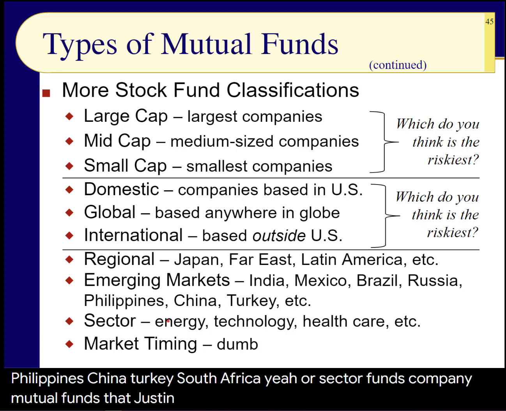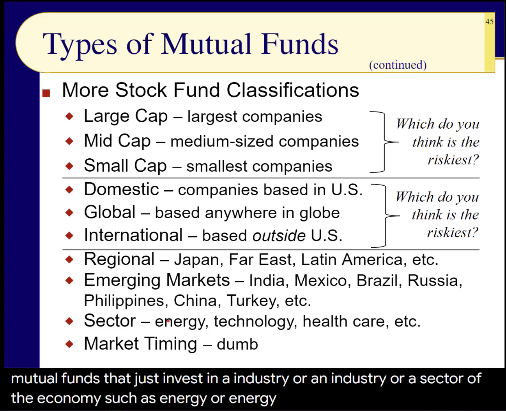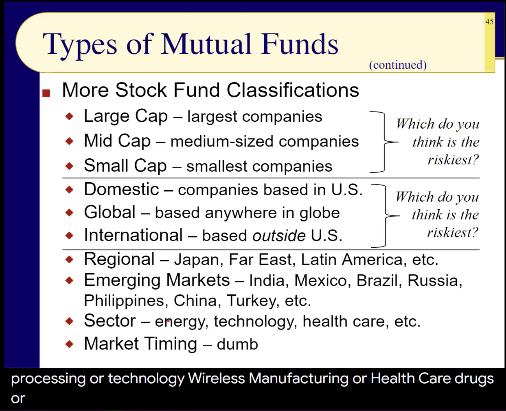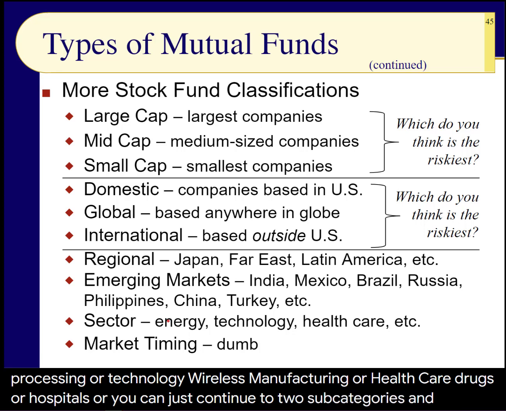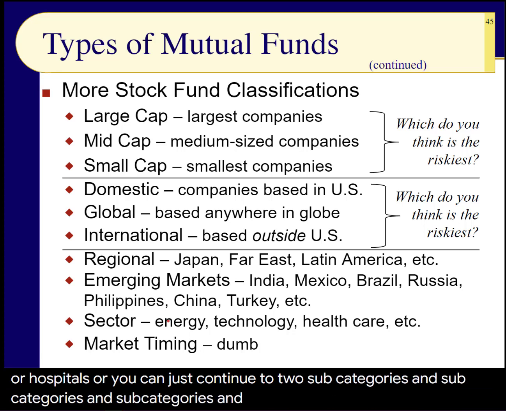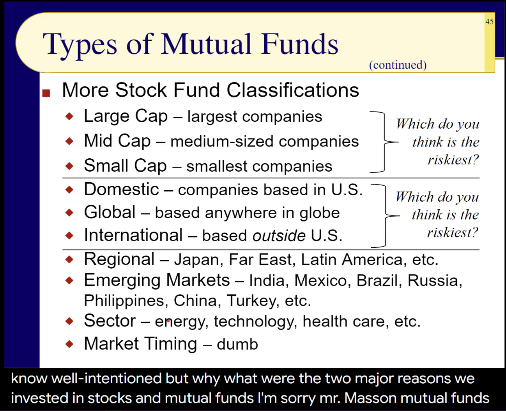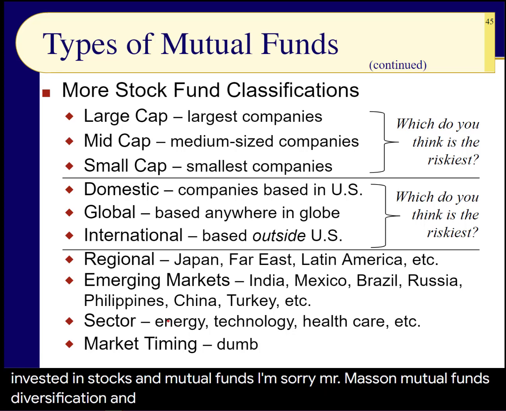Mutual funds that just invest in an industry or a sector of the economy, such as energy, or energy exploration, or energy processing, or technology, wireless, or computer manufacturing, or healthcare, drugs, or hospitals, or you can just continue to subcategories and subcategories and subcategories. And in my humble opinion, these are well-intentioned, but why? What were the two major reasons we invested in mutual funds? Diversification and professional money management.